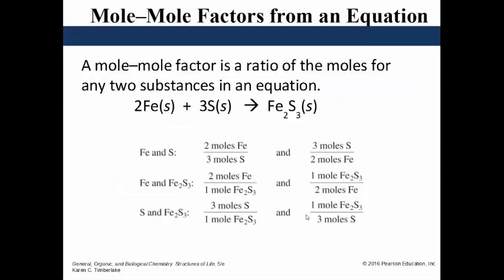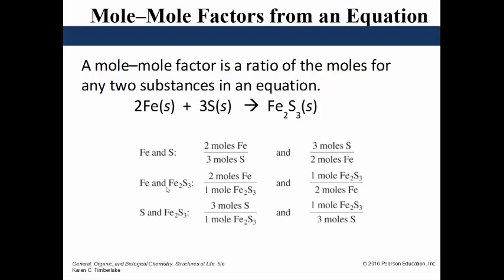All right, now move on to the mole-mole factors of an equation. Now these are ratios given to you in an equation. The example that's given here, the coefficient 2 along with iron, coefficient 3 for sulfur, gives you Fe2S3. When you're comparing the ratio between iron and sulfur, for every 2 moles of iron, you get 3 of sulfur, 2 and 3. Or if you're comparing it the other way, for every 3 moles of sulfur, you get 2 for iron. All you're doing is writing the coefficient.